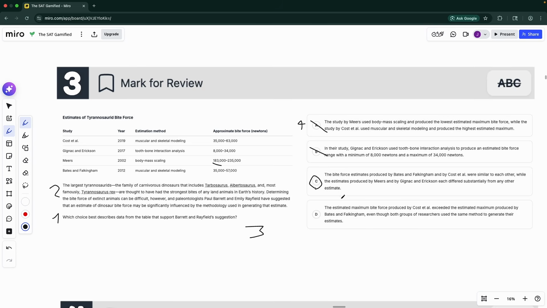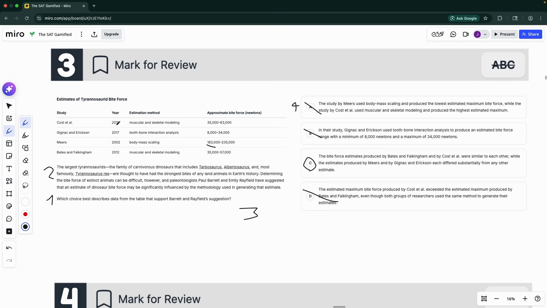Let me just check D real quick. The estimated maximum bite force produced by Koss et al. exceeds the estimated maximum produced by Bates and Falkingham, even though both groups use the same method. Okay, that would not support us because that would say that even if you use the same method, you might still get variation, which is not what we're trying to say. We're trying to say that the method matters a lot. So C must be right.